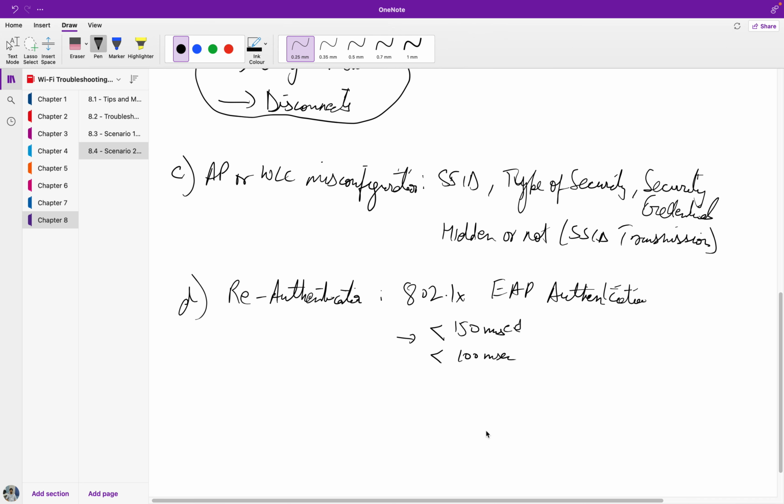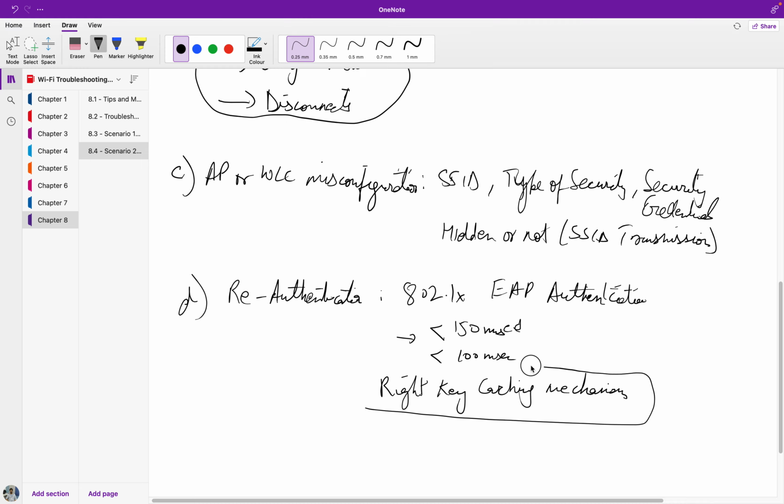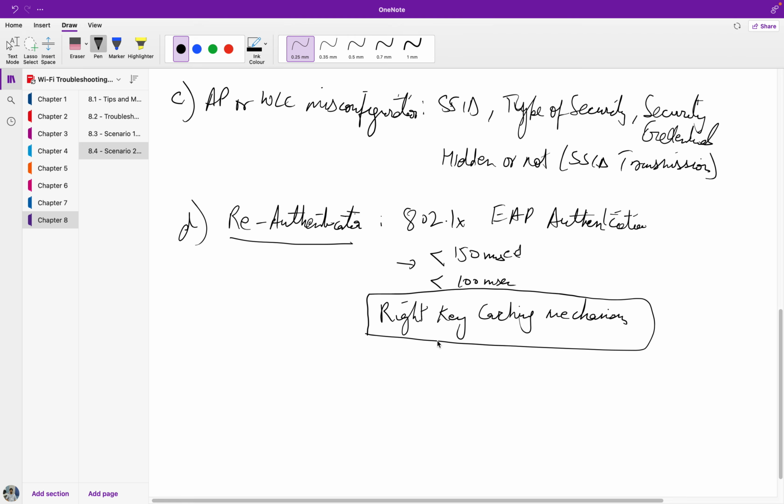You've got to make sure that there is the right key caching mechanism implemented. This is going to make sure your roaming time becomes less than 100 milliseconds, because the client doesn't have to re-authenticate once again. The authentication will be carried forward from one AP to the other if the right key caching mechanism is implemented. So when the client moves from one AP to the other, they just have to create the keys once again, the encryption and decryption keys.